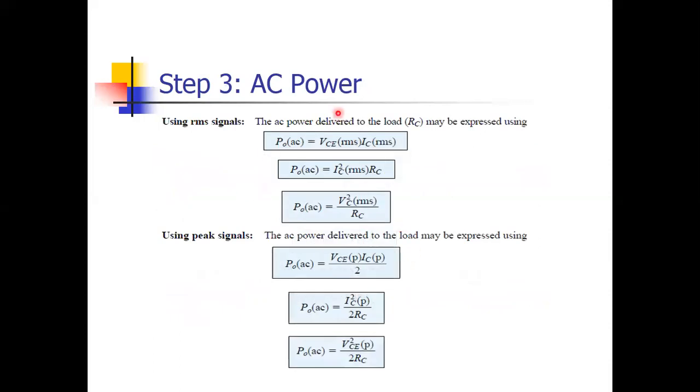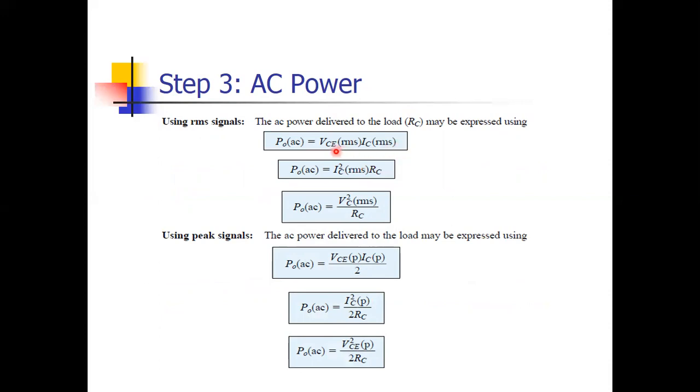Next, we have to find out the AC power. Now there is no DC. We are applying the AC signal at the input side. Okay. Now our AC power is calculated from the RMS value of voltage and the RMS value of current.